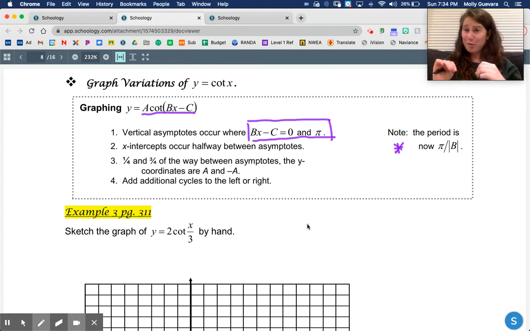Okay, my dog is very vocal tonight. I'm sorry. Okay, so 0 and pi.